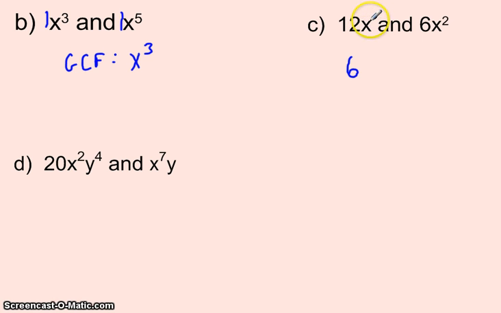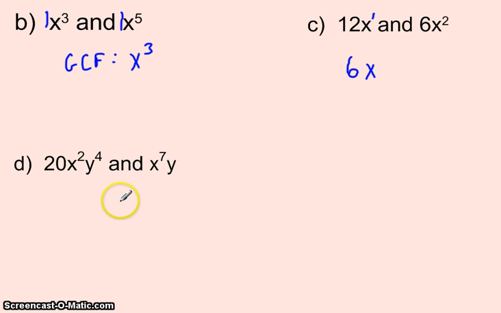And the greatest common factor between x, which is really just x to the first, and x squared, you just take the lower one, which is x. So my GCF is 6x between these two. Not too bad. And the last one here, 20x squared y to the fourth and x to the seventh y.